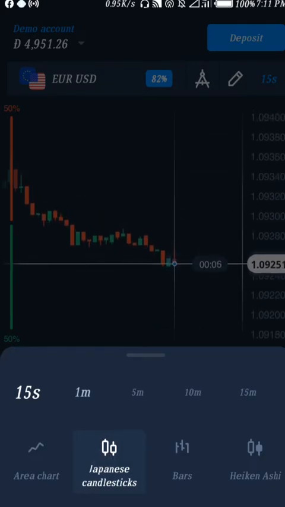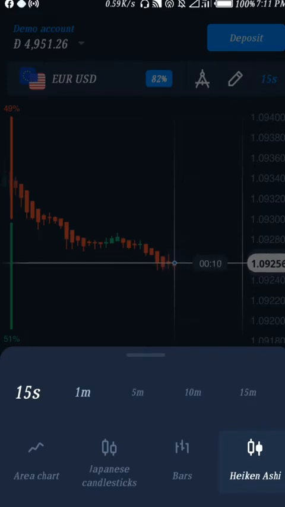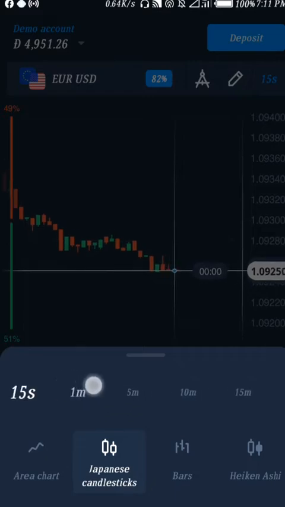You can see that immediately I tapped on it, it changed. If I tap on bars right now, it's going to change. This is what bars look like, and if I tap on Heikin Ashi, this is what you're going to see. But what we use is Japanese candlesticks. The time for each candlestick should be put at 1 minute, and this is where 1 minute is. So I'm going to tap on 1 minute.